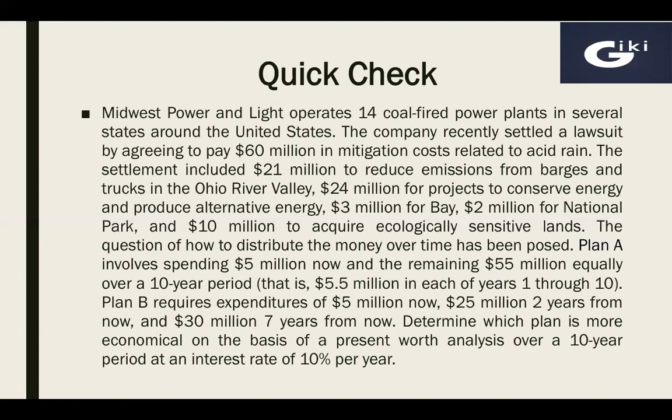Now we have two plans. In Plan A, 5 million now and 55 million equally over 10 years, $5.5 million per year. And Plan B, 5 million now, 25 million after 2 years and 30 million after 7 years. So we need to calculate present worth of both plans and compare it to reach a conclusion which plan is suitable, where rate of interest is 10% per year.